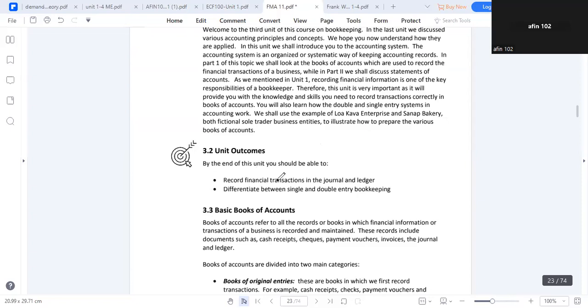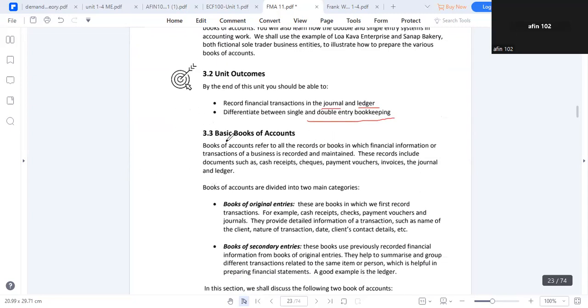So in this unit, basically, we want to understand how to journalize and how to post to the ledger and how to look at the double entry bookkeeping principle. So here we must understand that there are basic books of accounts that we know. There are books of prime entry and there are books of secondary entry. The books of prime entry are books where we first record the transactions. For instance, the cash book, where all cash transactions are recorded, and the document for cash book are called receipts.